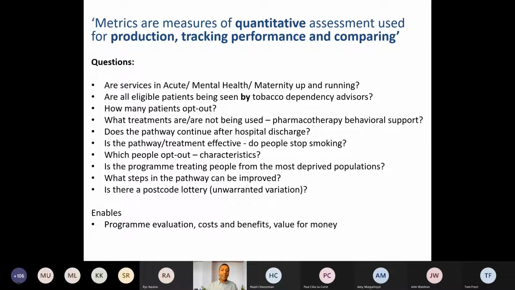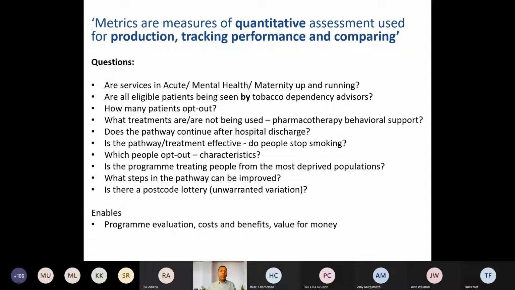And then, are they seen by tobacco dependency advisors? Because this is the critical intervention in this program. We have dedicated tobacco dependency advisors who really know what they're doing, who can give patients all of the various options with respect to quitting smoking. Are they seen by these advisors? How many patients opt out? We hope that very few patients will opt out, but it might be that my service in my hospital has a greater level of opt-outs than a service down the road. Why is that? What can we do differently to engage people more and minimise the number of people opting out?